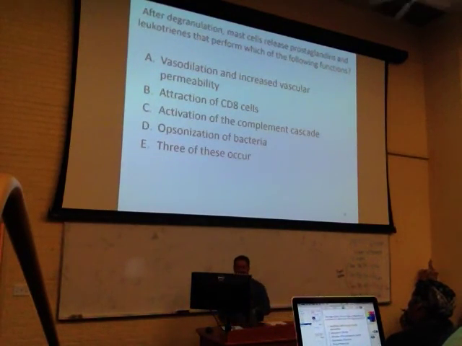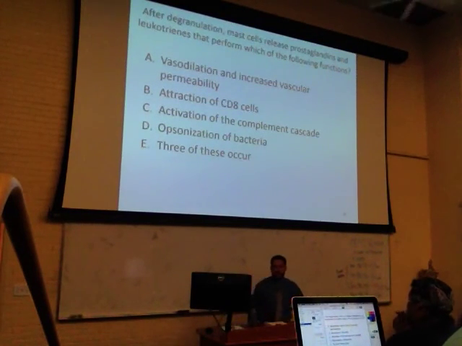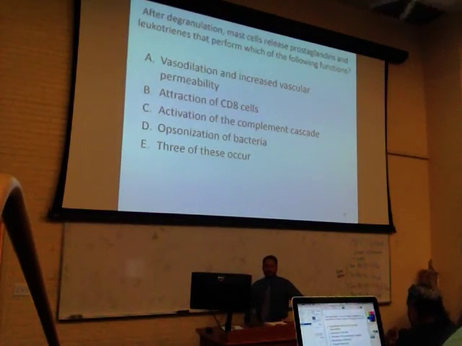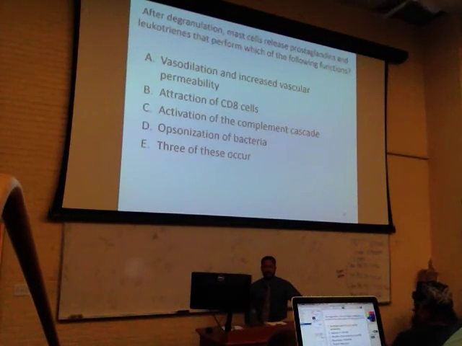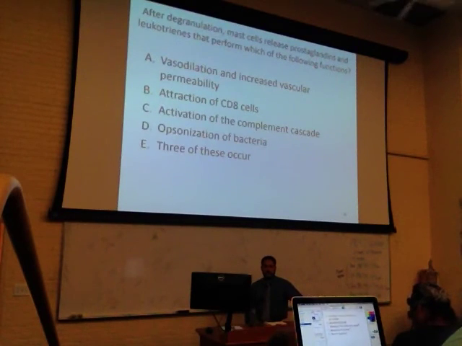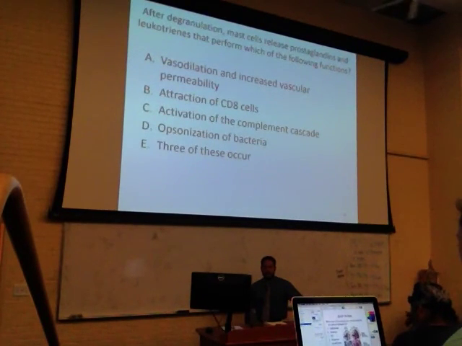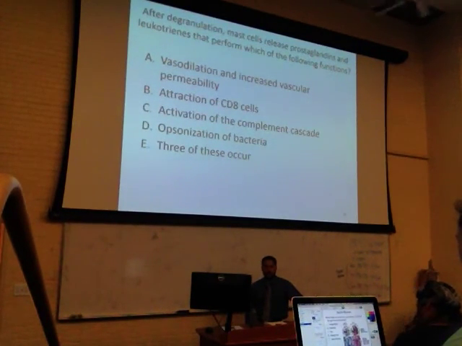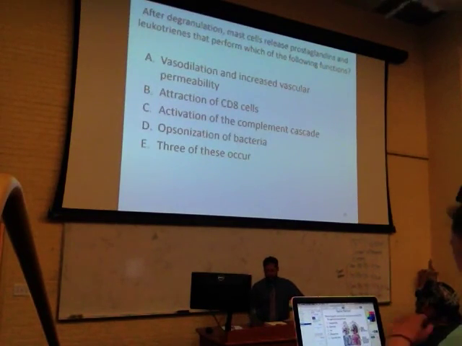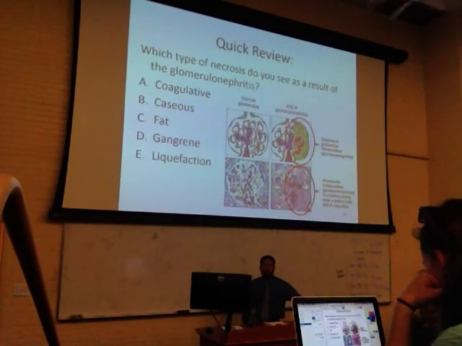So they don't really have anything to do with the attraction of CD8 cells. They are not involved in the activation of the complement cascade, right? That's the kinin cascade. Opsonization of bacteria, D, they don't have any role there. And it's not three of them, it's only answer A. All right, this is another one.